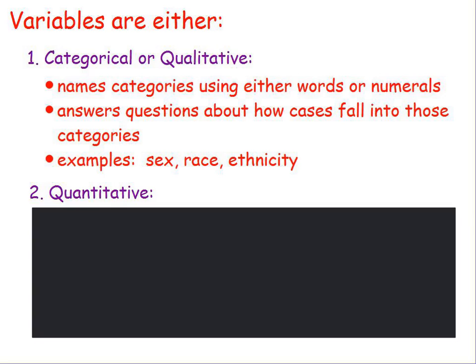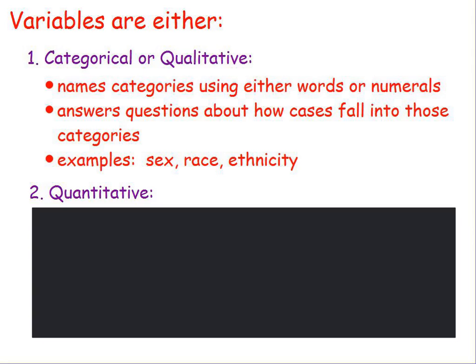So, examples of categories: what's your sex? What's your race? What's your ethnicity? What's your favorite pizza topping? What is your year in high school? So those are all things that put you into a category. And again, thinking about year of high school, someone could say freshman or they could say ninth grade. So freshman is the word version, ninth grade is the numerical version, but they're still categories.